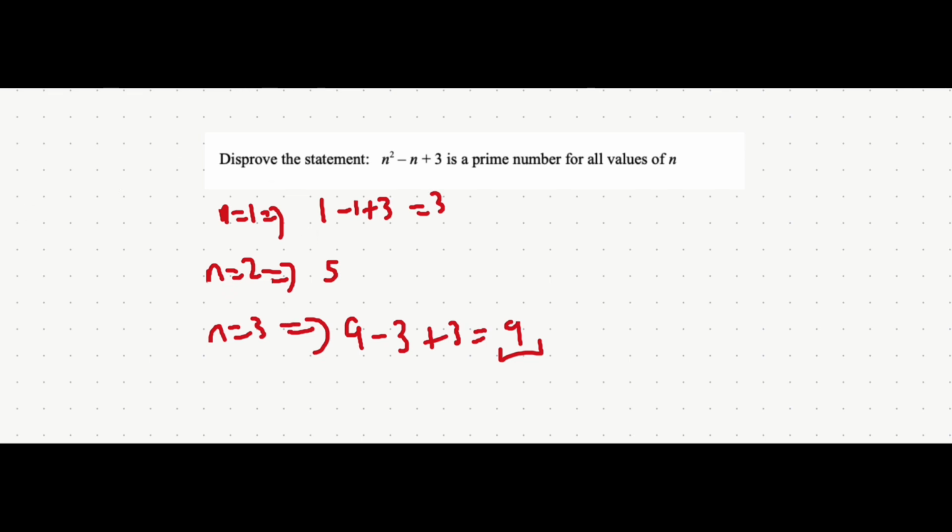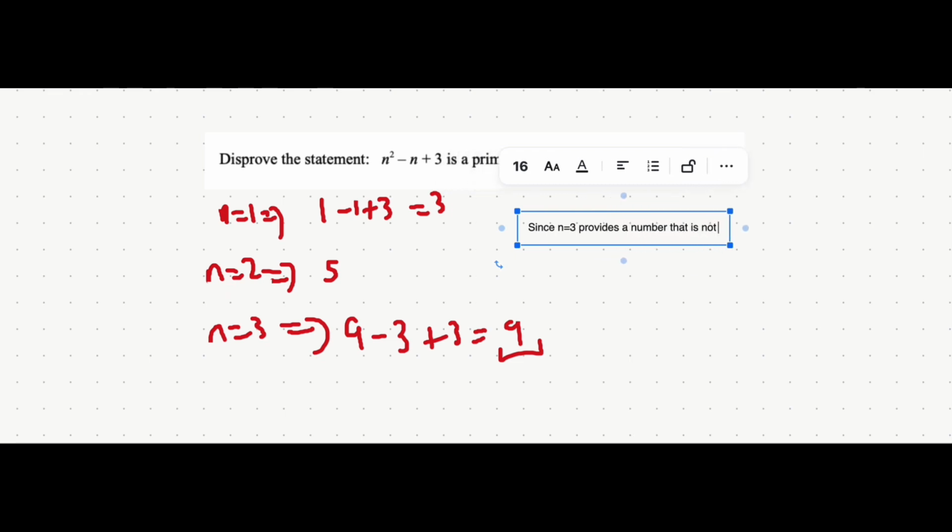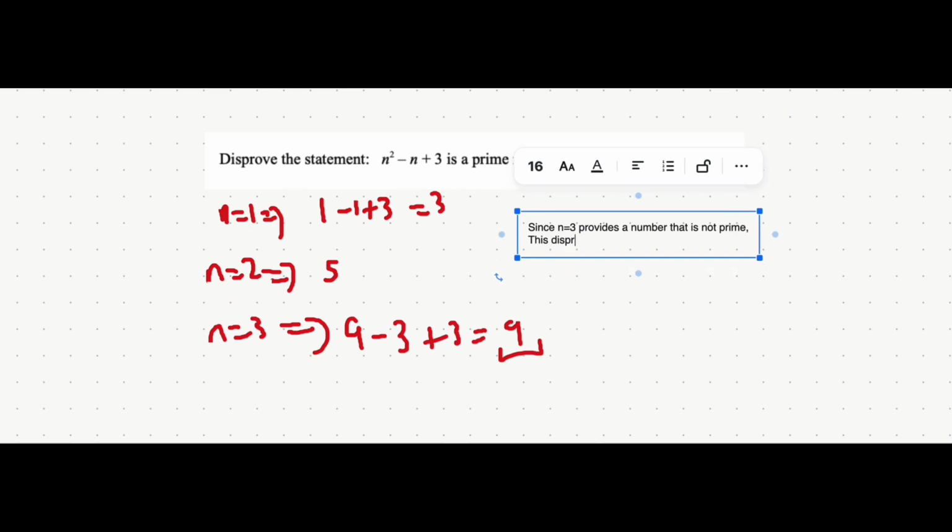So you say something like, since n equals 3 provides a number that is not prime, this disproves the statement via counterexample.